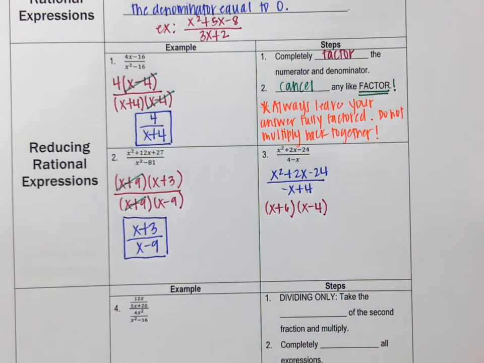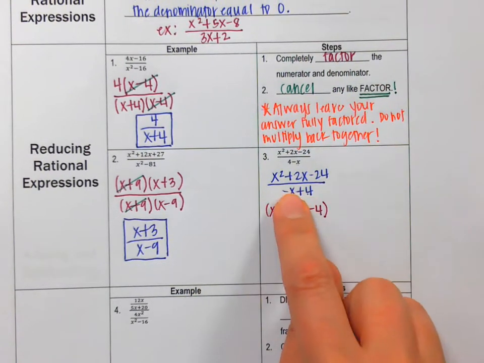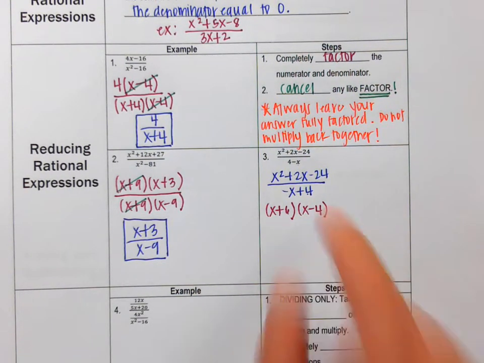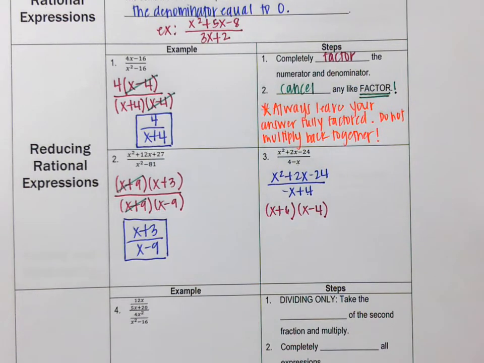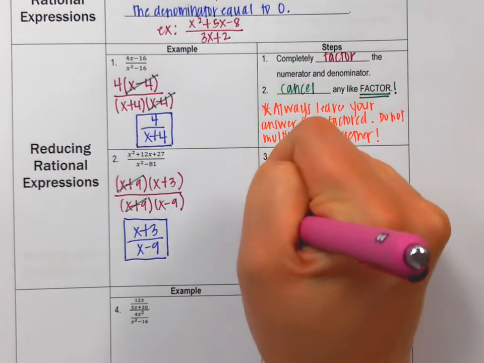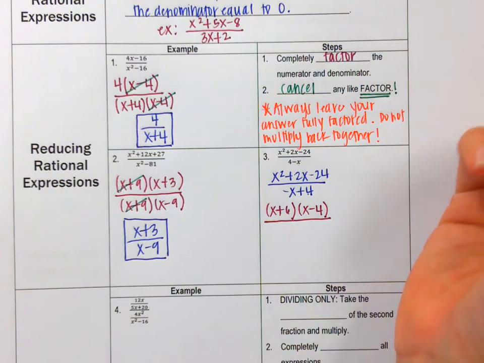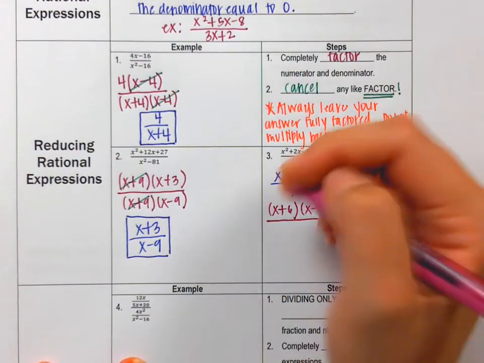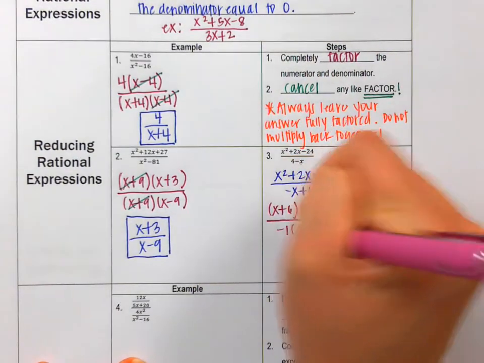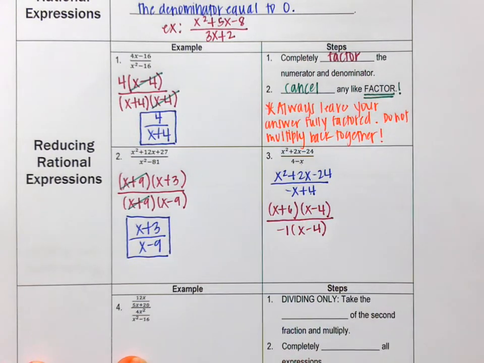So I factored the top. My two numbers that multiply together to get me negative 24 and add to get me 2 are 6 and negative 4. And the reason I left the bottom as is, because what I'm actually going to do, if you look, this negative x plus 4 and x minus 4 is kind of similar. And so what I'm going to do is actually factor out a negative 1 from the denominator. So if I factor out a negative 1, I'm left with x minus 4.